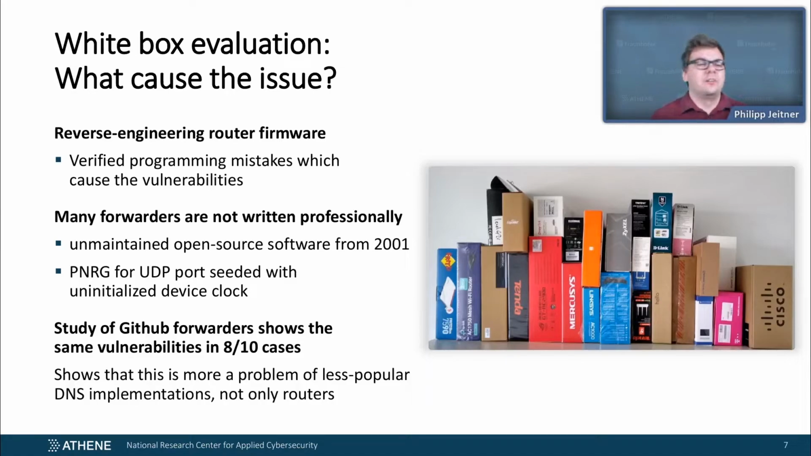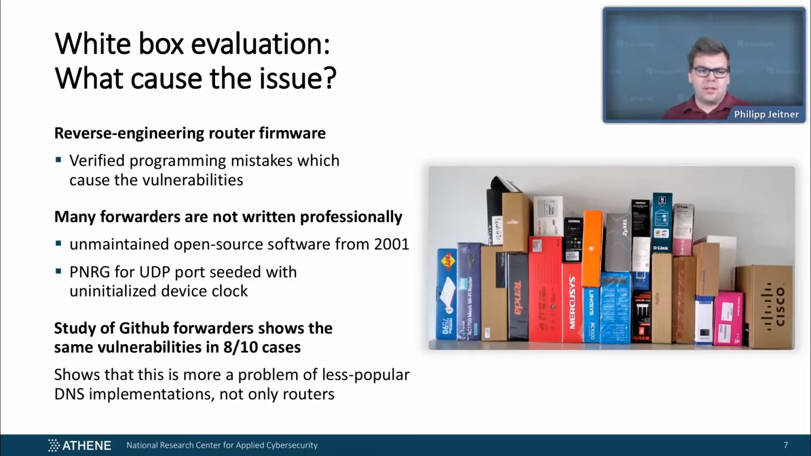We also found that many of the forwarders aren't written professionally. Many of the routers used open source components which haven't been maintained since around 2000. We also found random number generators seeded with the device clock, but the device clock isn't initialized at the point where the forwarder started. So the number generator always generates the same value, and the source port is always the same.